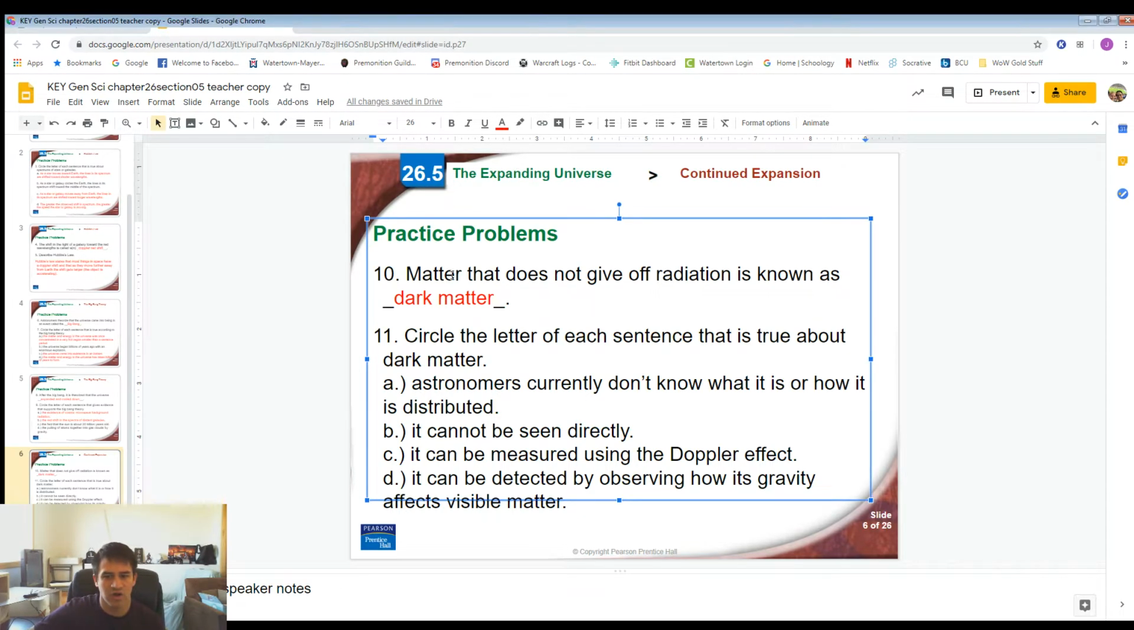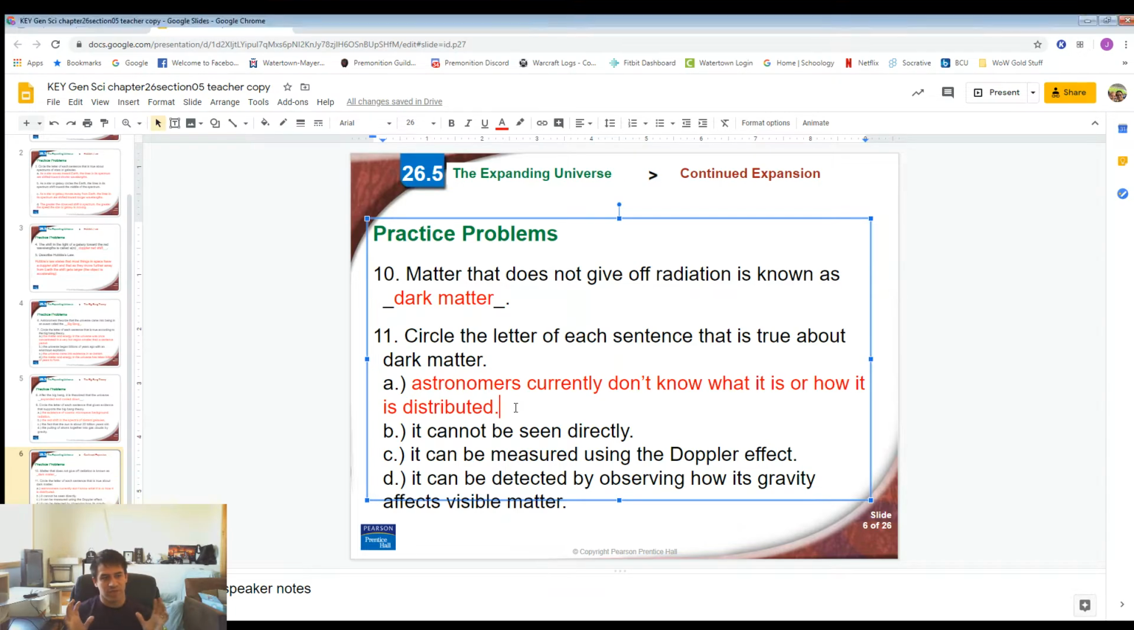Astronomers currently don't know what it is or how it is distributed. That is also true. So that is true. We don't know what dark matter is. We don't know what it's made out of. We don't know where it is necessarily in space or how it's distributed. We just know that it is out there in space. And we know that because it gives off gravity.